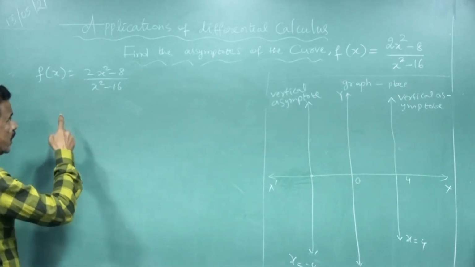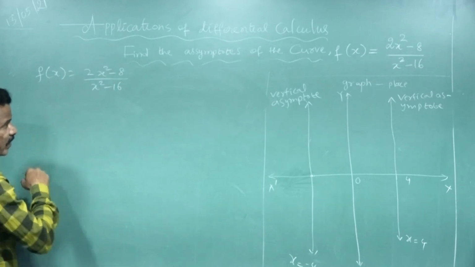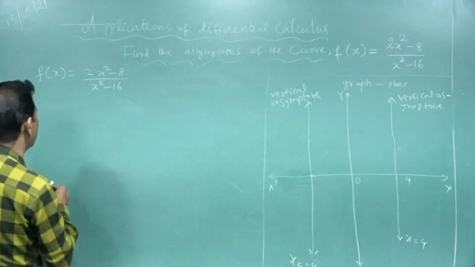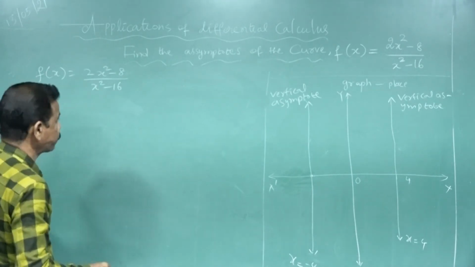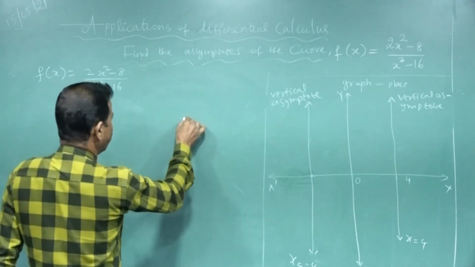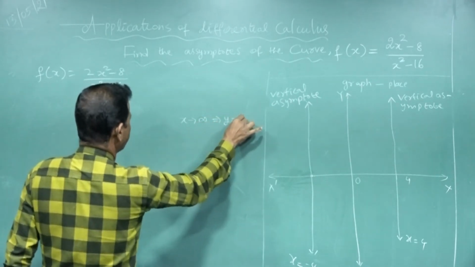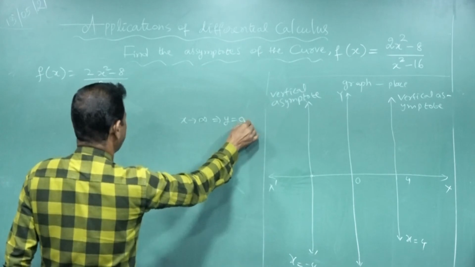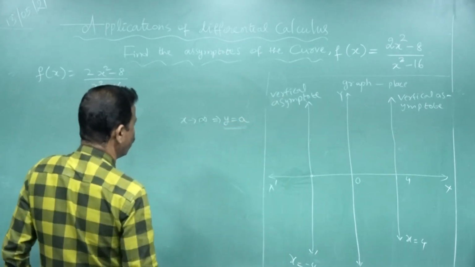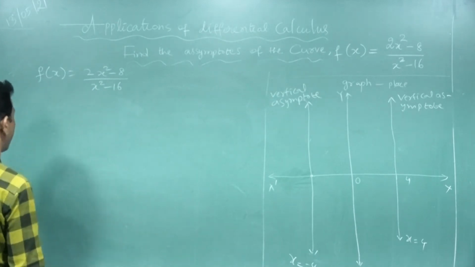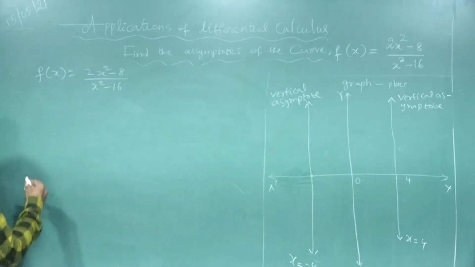Suppose x tends to infinity, then what comes? If x tends to infinity, then y is equal to 0 or some value a, so y is equal to a is the horizontal asymptote. What value do we give to this?